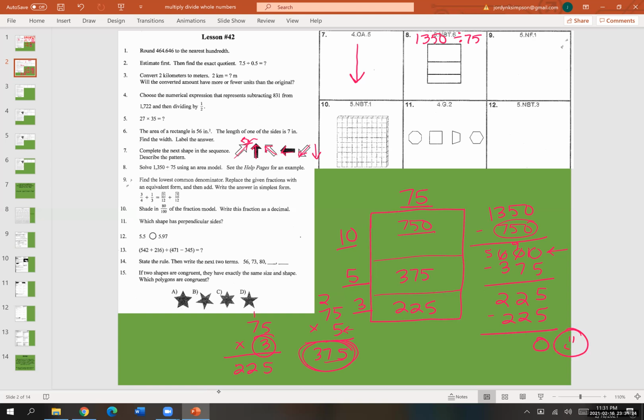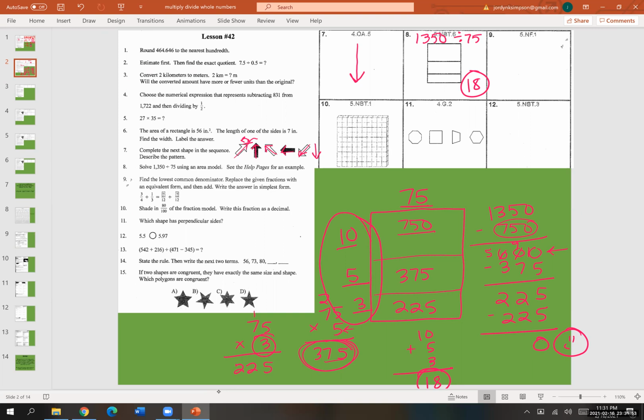So now we have to add all of this up. So 10 plus 5 plus the 3 gets me to 18. So if I were to ask you what 1,350 divided by 75 was, you would say 18. So this is using the place value model. Now, does it work with everyone's brain? No. But some of your brains, possibly. So this could be a strategy you can put in your brain and use for a later date.